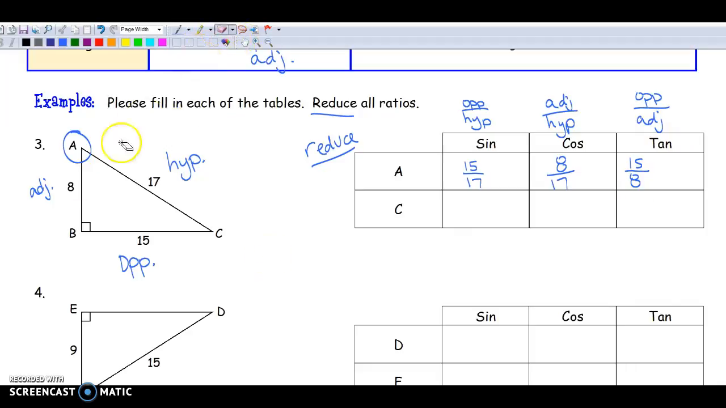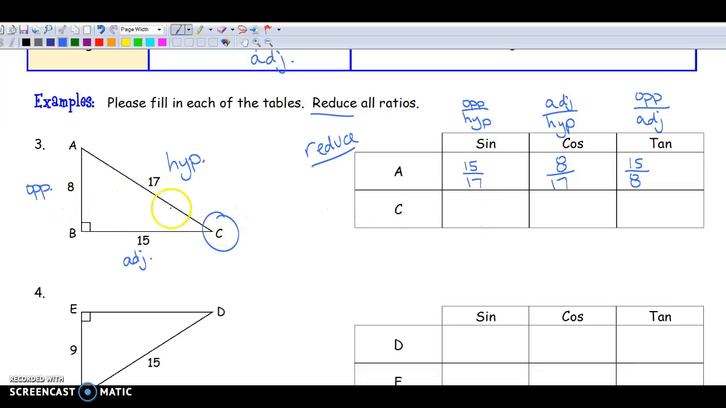Now we're going to talk about angle C. So for angle C, we are going to end up changing things a little bit. For angle C, the side that doesn't touch angle C is now 8. So AB is now my opposite side, and 15 is now my adjacent side. The hypotenuse never changes.